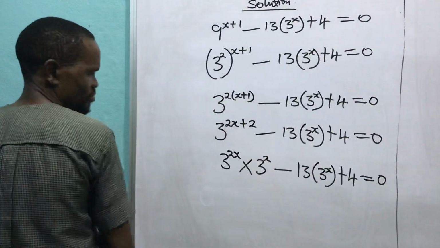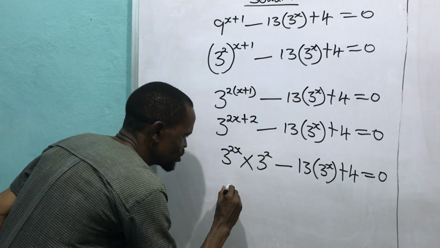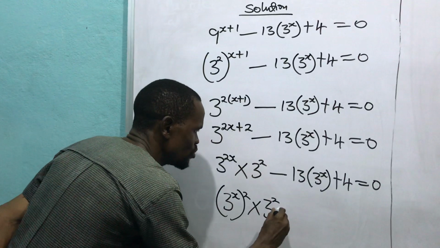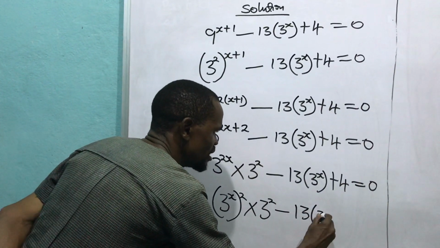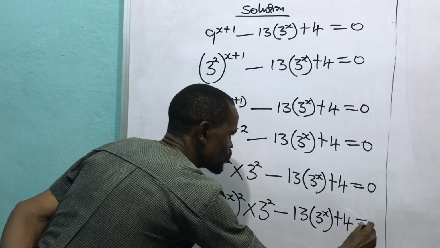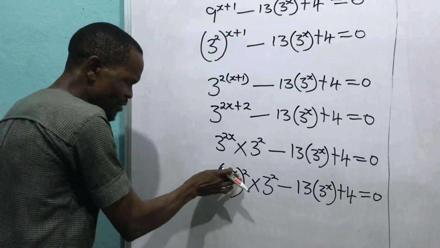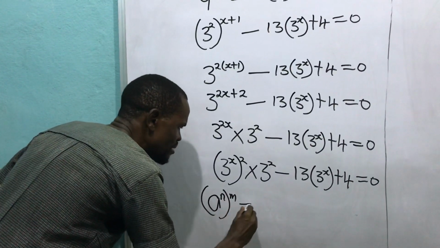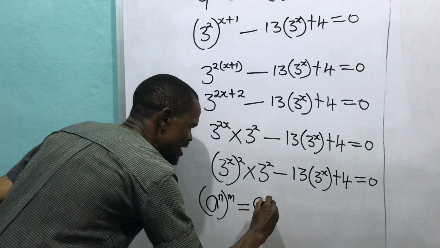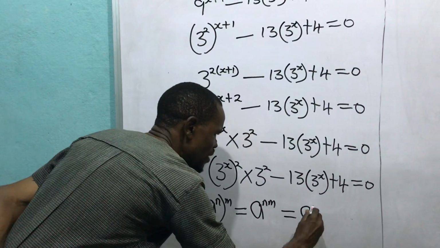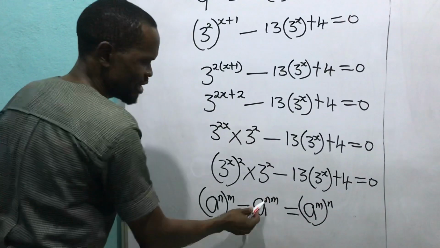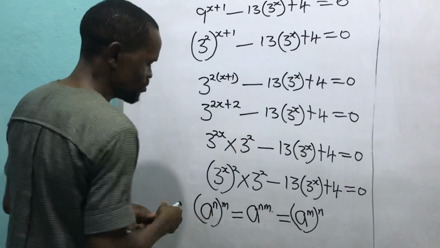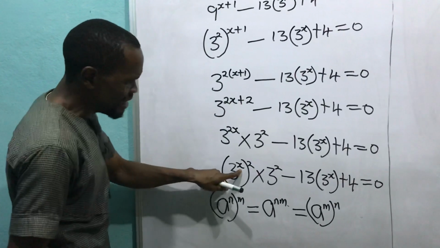Then I move to say that this is something as 3^x all raised to power 2, times 3 raised to power 2, minus 13 into 3 raised to power x plus 4 equals 0. Somebody will say, how did I get this? You remember the law which we call the power law: x raised to power n, all raised to power m, is the same thing as x raised to power nm, and the same thing as x raised to power m, all raised to power n. The multiplication position is immaterial; either this is in or out. Do you understand? So now, can we go ahead? That's what I applied here.